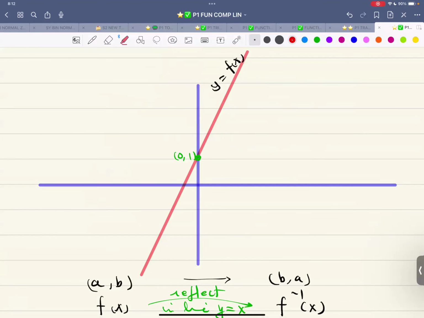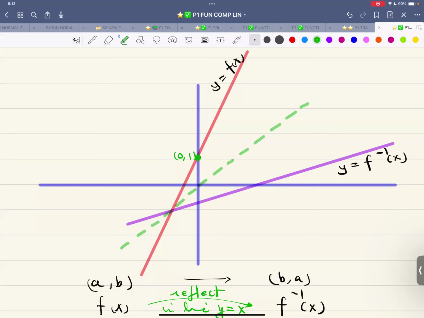Now, let me choose purple color for this, and let me draw a line something like this. It's not exact, it's just a rough diagram. So now this is y = f inverse x. And also, we should draw the line y = x, because the reflection is in this line. So this is the line y = x.